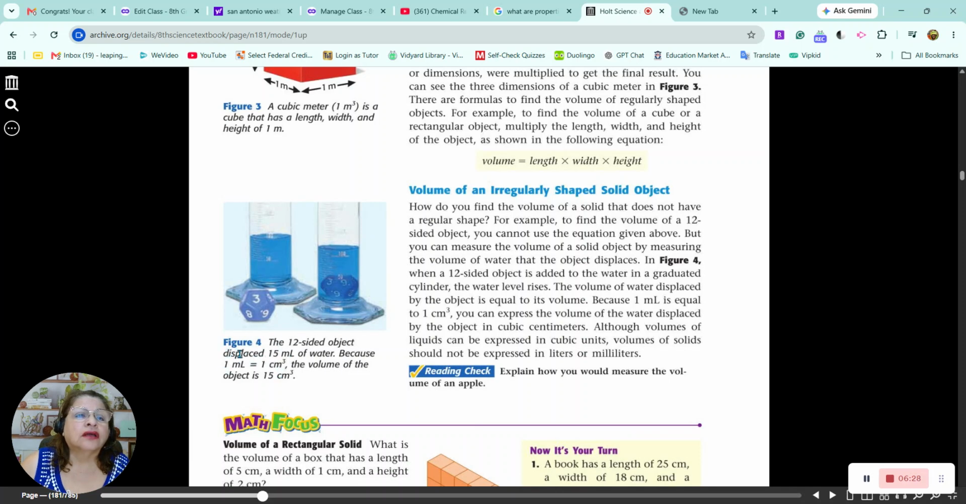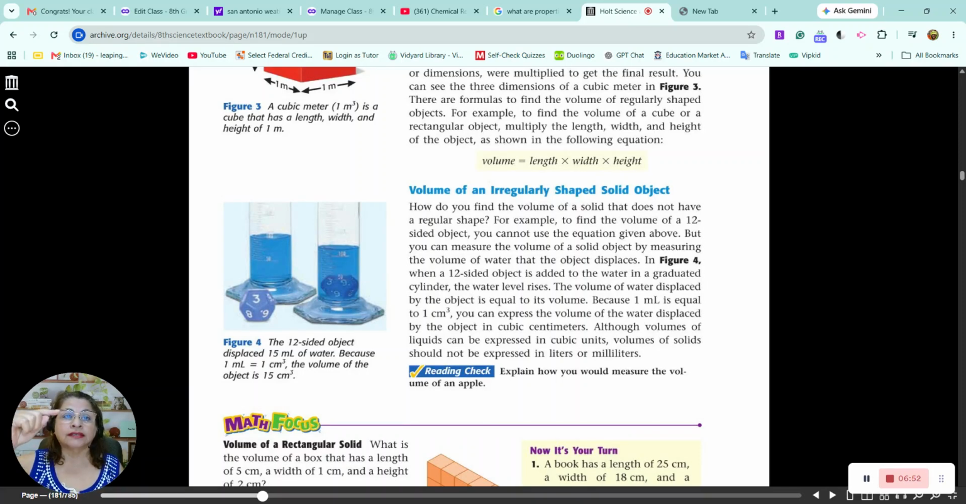The 12-sided object displaced 15 milliliters. They put 15 milliliters of water in each one. It has to be identical. And then they threw the dice in the second one to compare it to the first one. And as the water rose, because when you throw something in, it's going to rise.